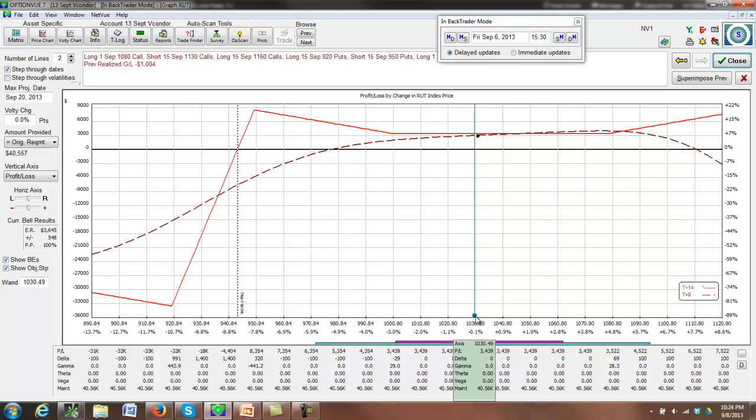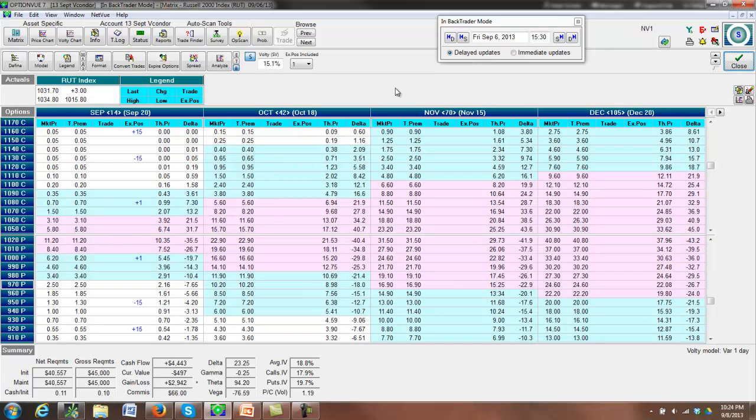Looks like about 34.39, which is a pretty average return on a V trade. Let's go over and take a look at our M3 for September.